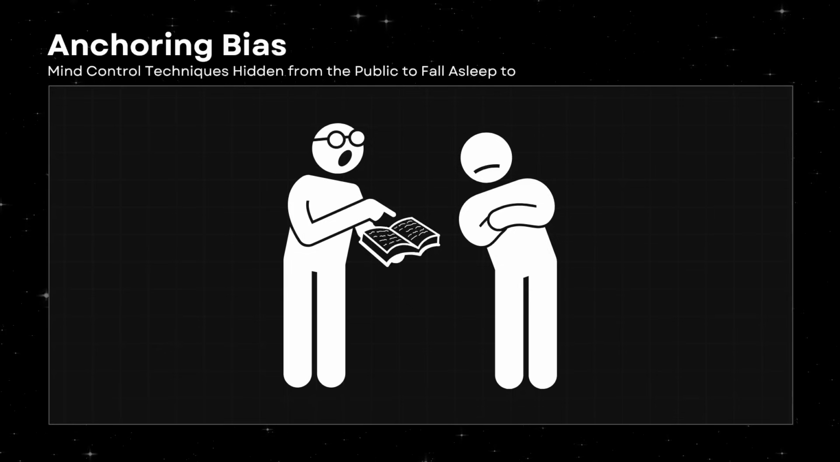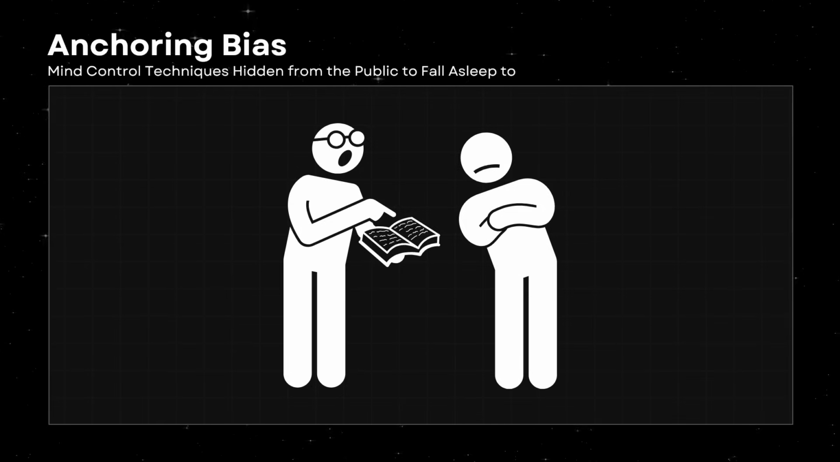A simple example of anchoring appears in pricing. A store shows a jacket marked at $300, then puts a sign next to it that says, "Now only $150." The shopper sees the second price and thinks they're getting a deal. The original price becomes the anchor. Without it, $150 might seem high. With it, $150 feels like a bargain. The shopper doesn't check the actual value of the jacket.